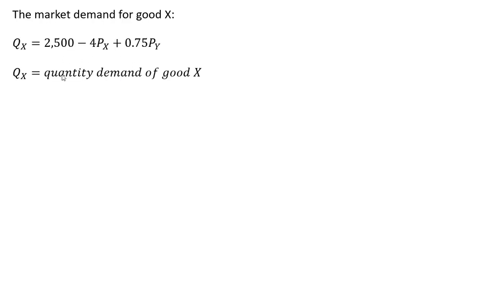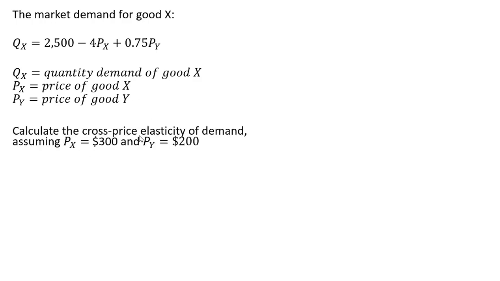So the market demand for good X is given by the following equation. Q subscript X is the quantity demanded of good X. P subscript X is the price of good X, and then we have the price of a related good, P subscript Y, the price of good Y. We want to calculate the cross-price elasticity of demand. We're going to assume that the price of good X is $300 and the price of good Y is $200. I could have picked other values, but these are as good as any.